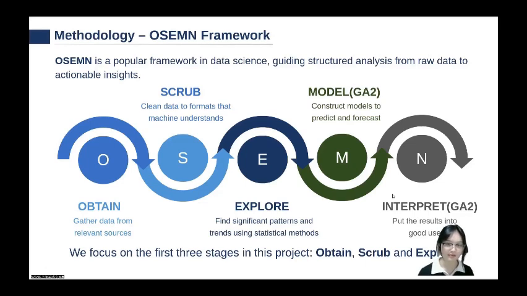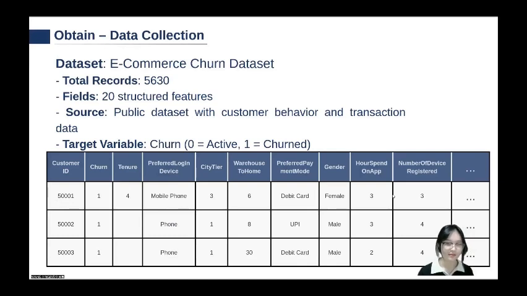For this project, we follow the OSEMN framework, which stands for obtain, scrub, explore, model, and interpret. Our focus was on the first three stages. First, in the obtain stage, we collected a public e-commerce churn dataset containing 5,630 customer records and 20 structured features, including device type, payment method, and app usage.